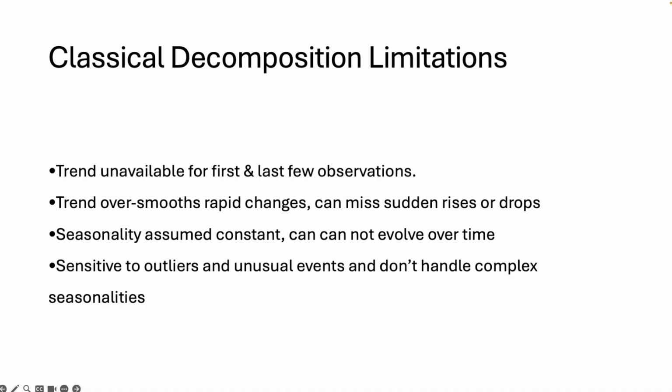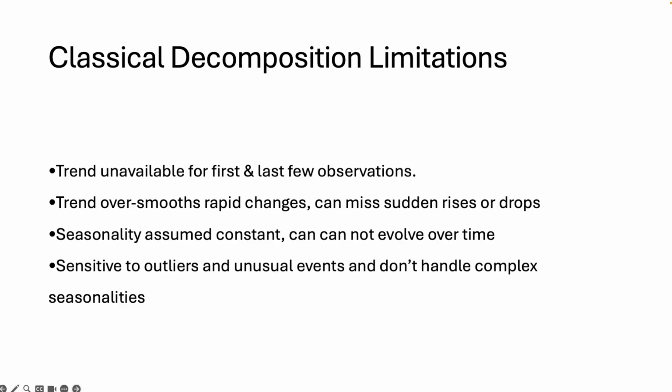The third limitation is that classical decomposition assumes that the seasonal pattern is identical every year, and this is not the case in reality. In reality, the patterns evolve. A very famous example is electricity demand. Twenty, thirty, forty years ago, the peak was in winter because of the heating. But now the peak is in summer because of the air conditioning. So there's a big difference between the seasonals, right? Classical decomposition cannot adapt. It just keeps using the same seasonal shape every year.